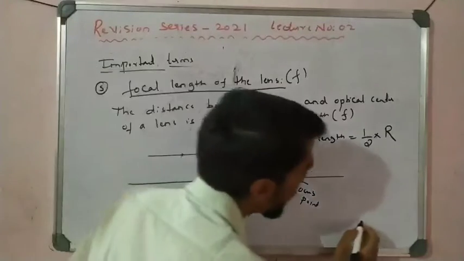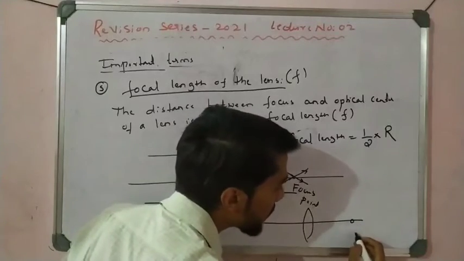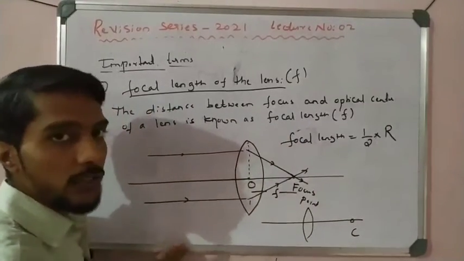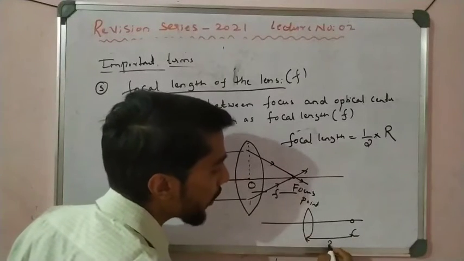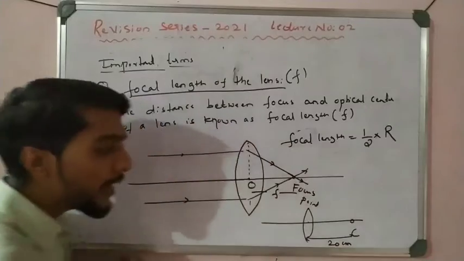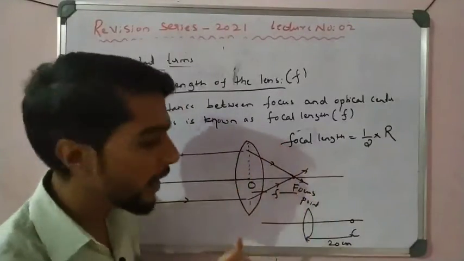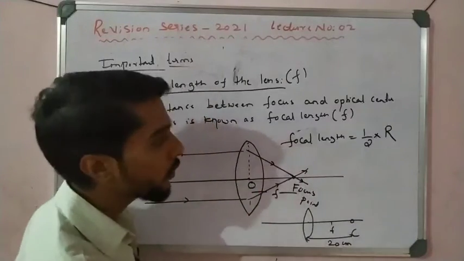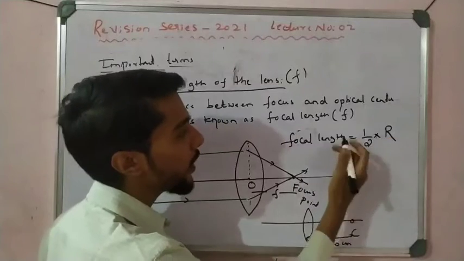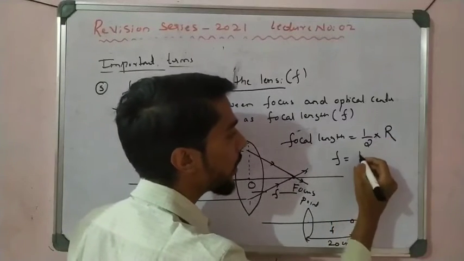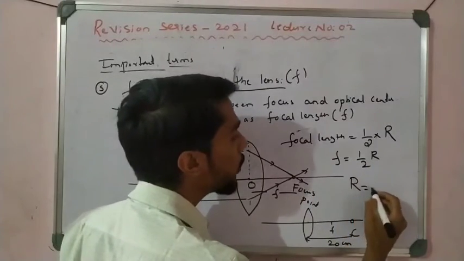For example, on the principal axis, this is your convex lens, and they have given this radius of curvature. If the radius of curvature is 20 centimeter, then what is the focal length? It is half, it is 10. So 20 by 2 is 10. So F, the focal length, is equal to half of R. If I write it the other way, R is equal to 2 times F.